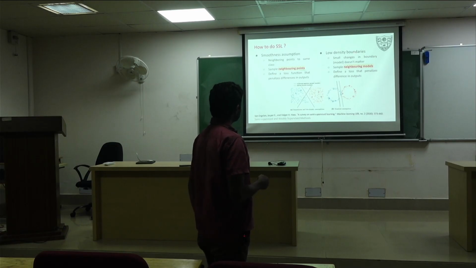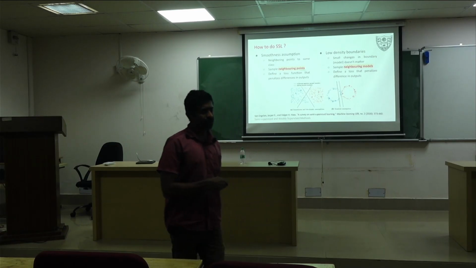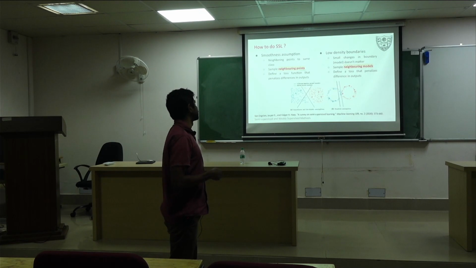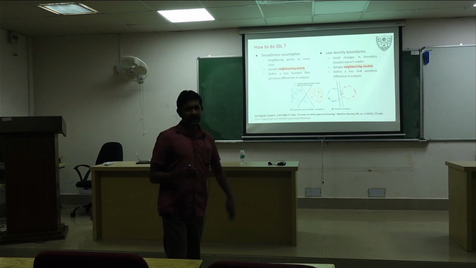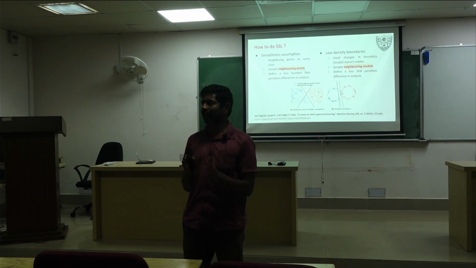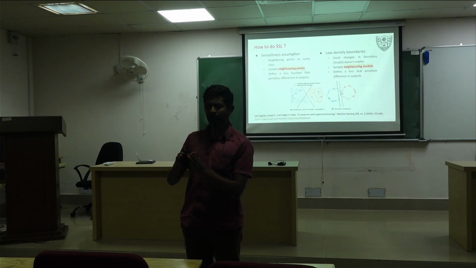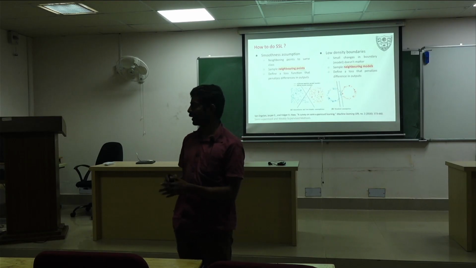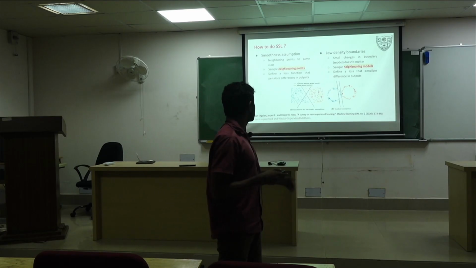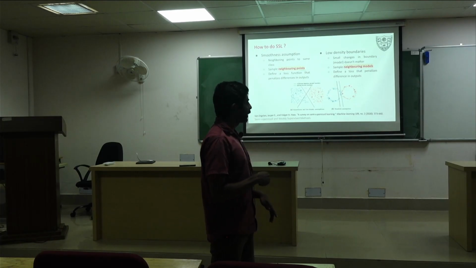Now the low density boundaries, that's also a similar method. Small changes in the boundary should not matter. You have a boundary, and even if you change the boundary a little bit, it should give you the same classification result. How do we ensure that? You have the model, and you look at the neighboring models.